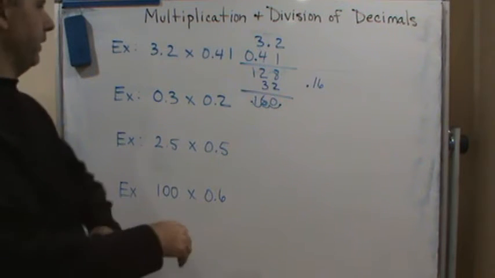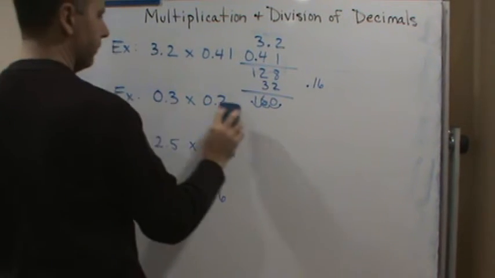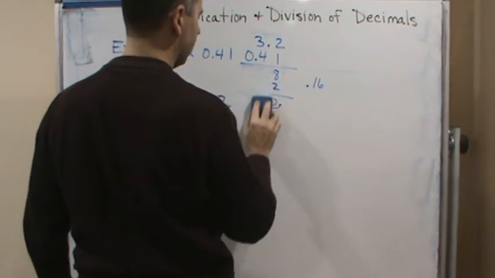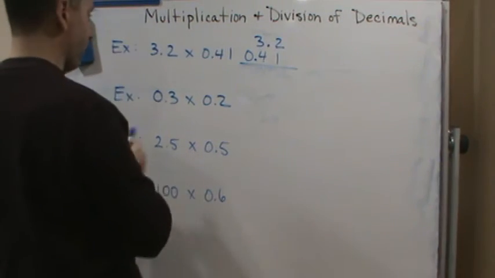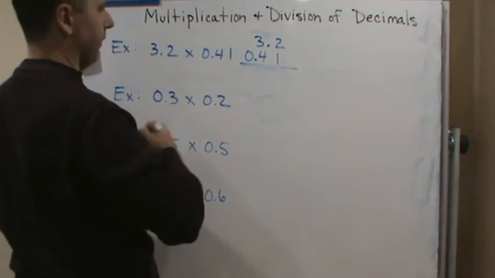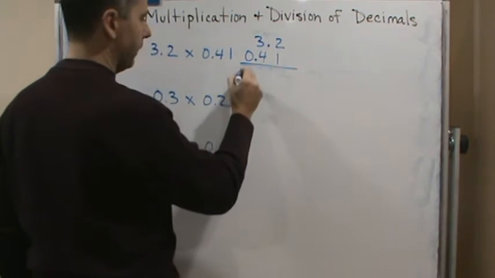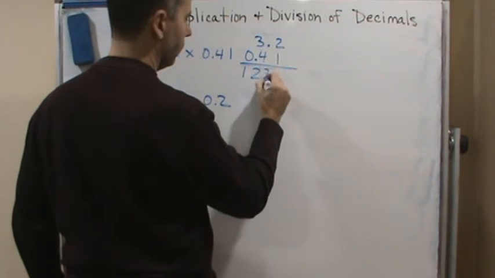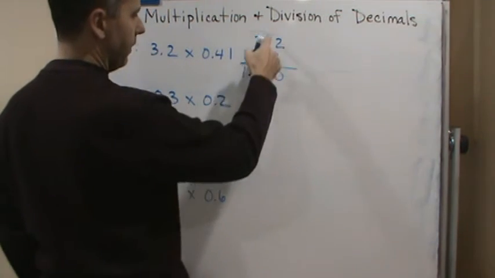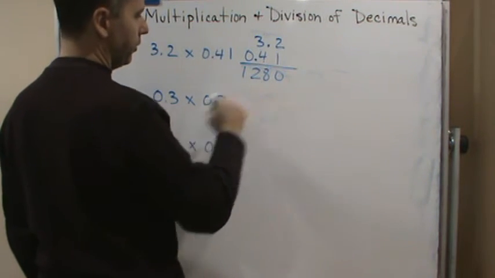No, that doesn't seem right. Something's not right. Oh, I know what I did. I need to learn how to multiply. The decimal was messing me up. This is going to be 1. There we go. Because the whole numbers, this would be 1280, not 128.